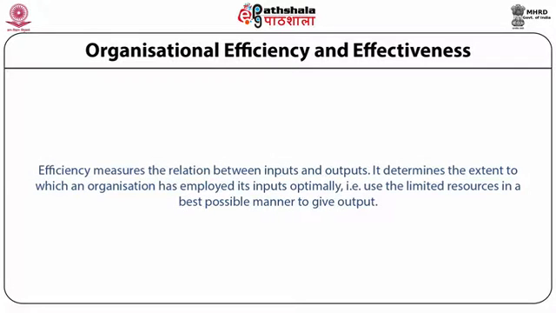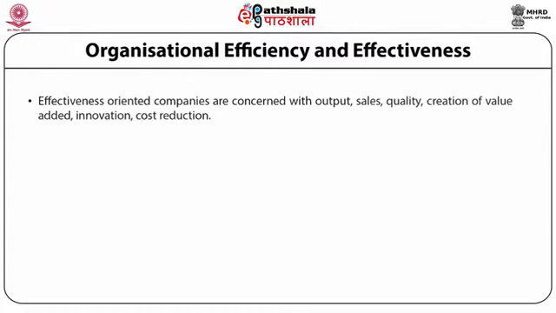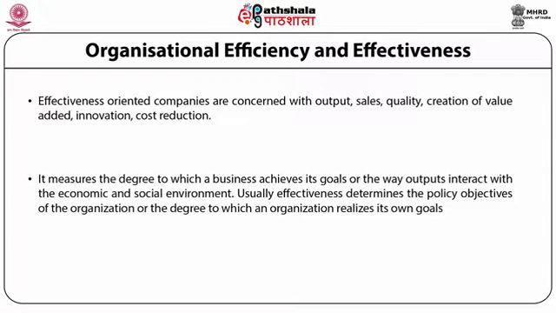Efficiency measures the relation between inputs and outputs. It determines the extent to which an organization has employed its inputs optimally. That means using the limited resources in the best possible manner to give the desired output. Effectiveness-oriented companies are concerned with output, sales, quality, creation of value added, innovation, cost reduction. It measures the degree to which a business achieves its goals or the way outputs interact with the economic and social environment. Usually, effectiveness determines the policy objectives of the organization or the degree to which an organization realizes its own goals.